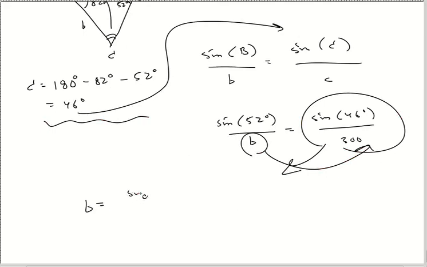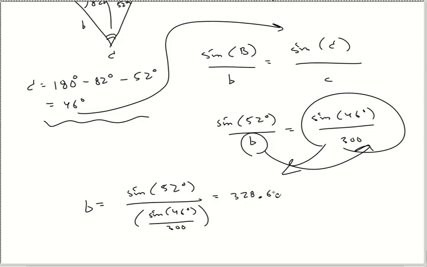B is equal to sine of the 52 degrees, all divided by this stuff, and then the 300. I got 328.639, and that's in feet.